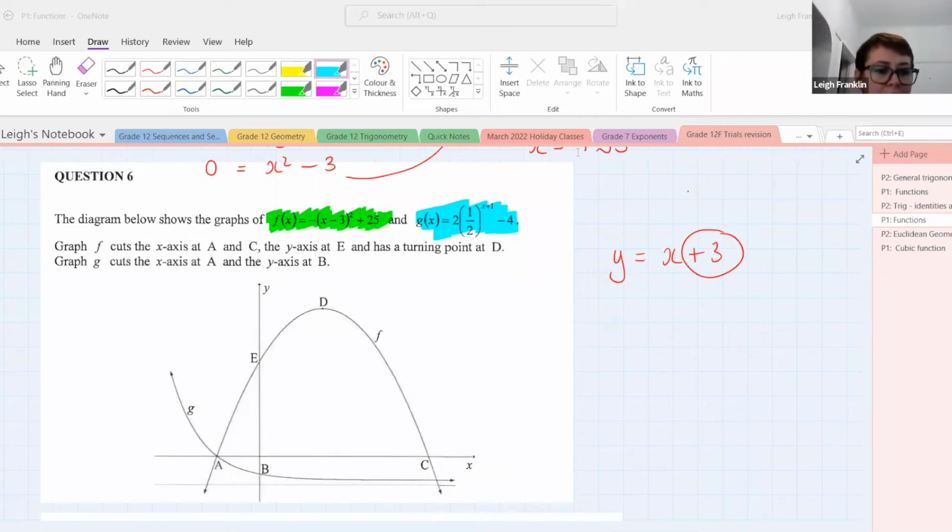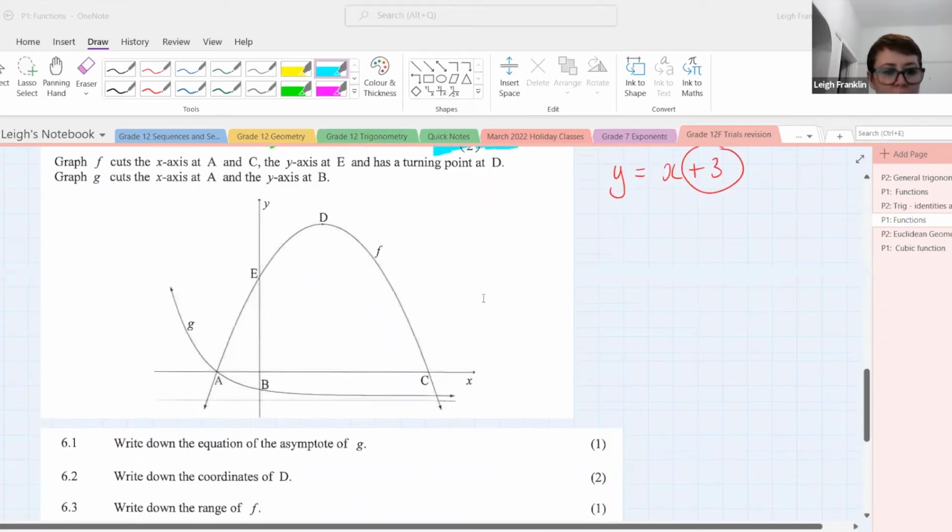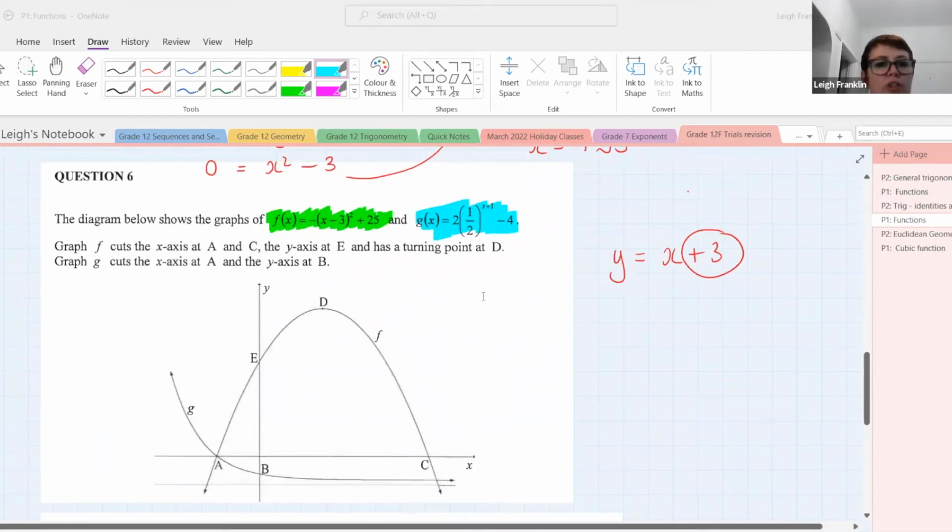Well, graph F, the parabola, cuts the x-axis at A and at C. So those are its x-intercepts, and the y-axis at E, and it has a turning point that they've called D. Graph G cuts the x-axis at A and the y-axis at B. Okay, let's have a look at the sorts of questions that they want us to answer. First things first, write down the equation of the asymptote of G.